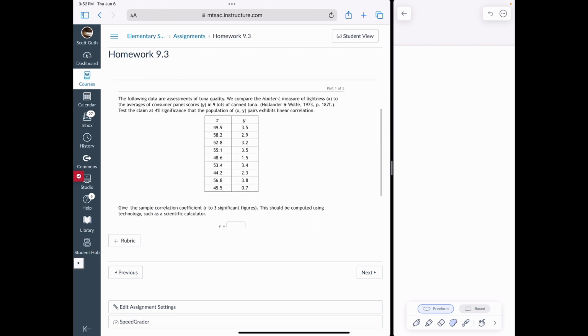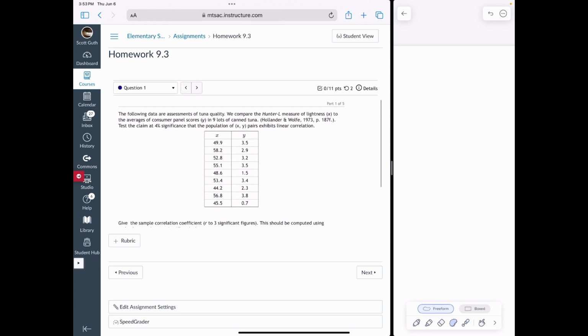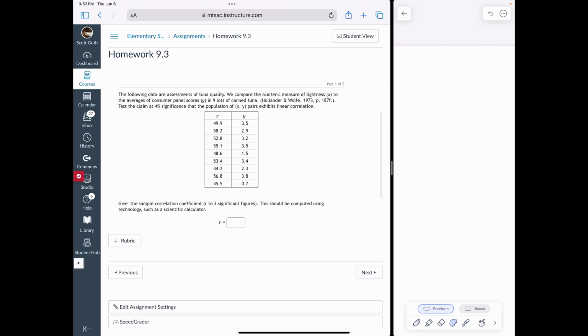Okay, so this one is about tuna. Let's just read through it. It says the following data are assessments of tuna quality. We compare some measure of lightness, how light the tuna is, to the averages of consumer panel test scores in 9 lots of canned tuna. And I guess the idea is that people think that darker tuna is not as good quality, so that's all this is. It's just a matter of how light the tuna is.